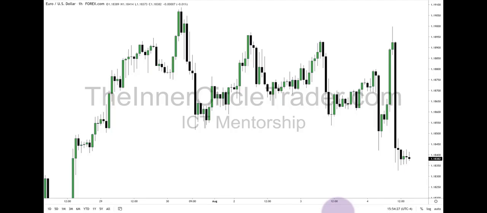So Euro Dollar hourly chart. You can see how we've had a buy side liquidity pool swept and then a sell side liquidity pool attacked. So with these levels in mind, we're going to drop down to a lower time frame chart.